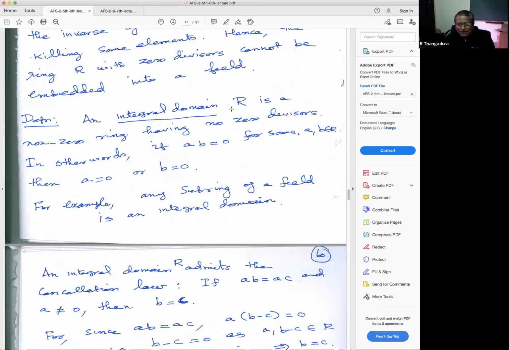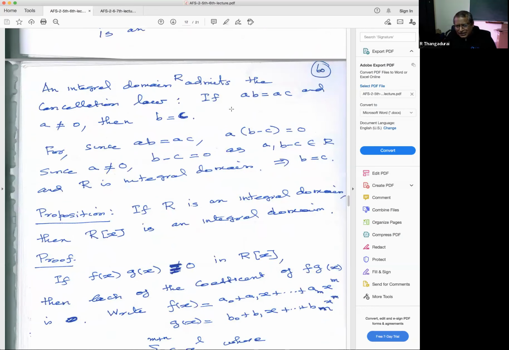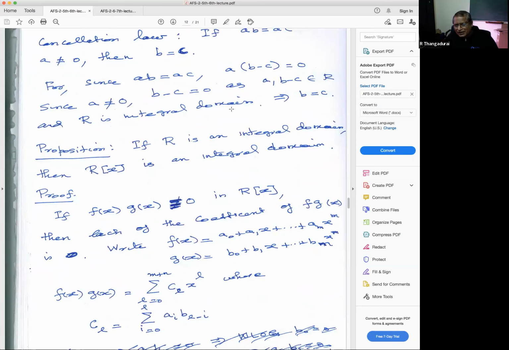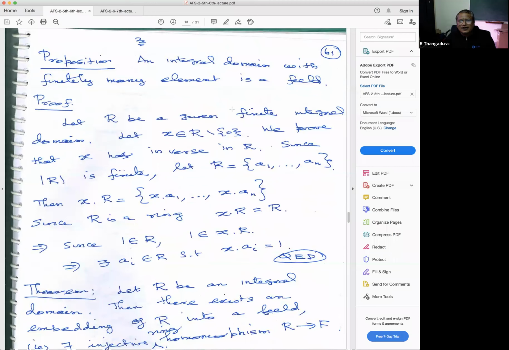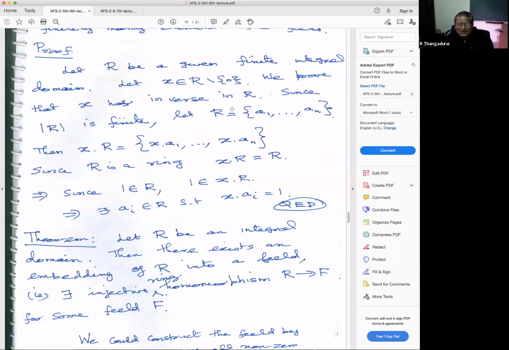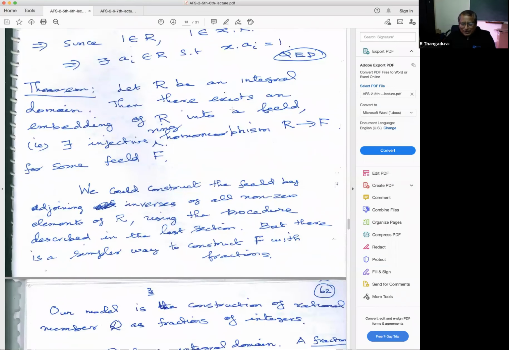Any field is an integral domain, and in an integral domain, naturally the cancellation law holds for multiplication also. If R is an integral domain, then R[x] is also an integral domain. These we have seen last class. And an integral domain with finitely many elements is a field. I'm just recalling to you. Then any integral domain can be pushed inside a field. That is what we finally constructed.